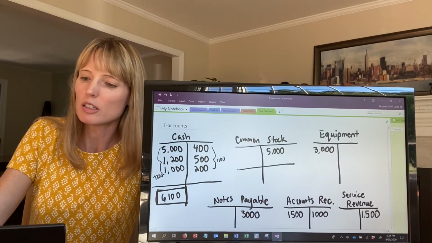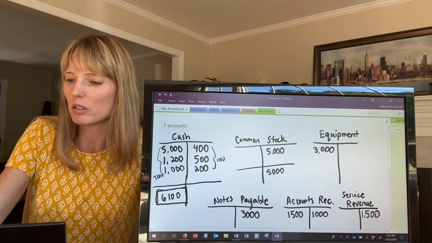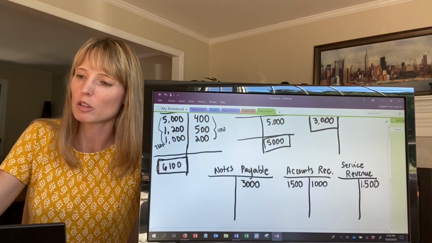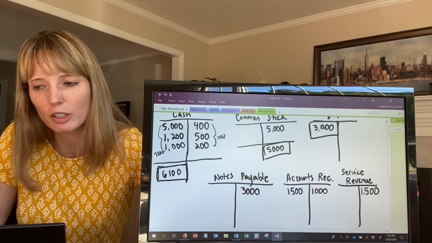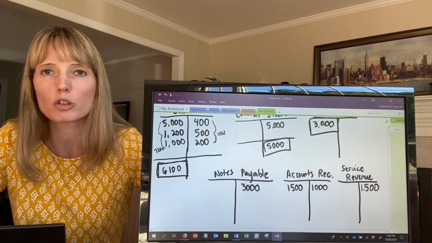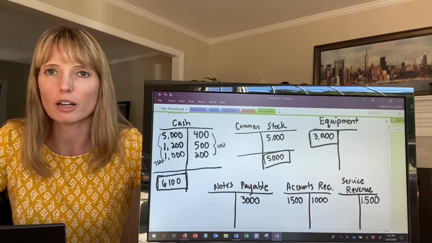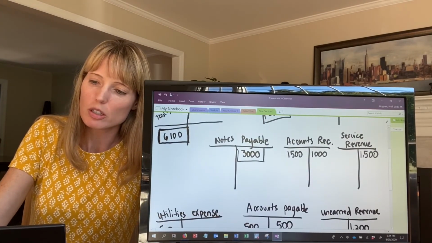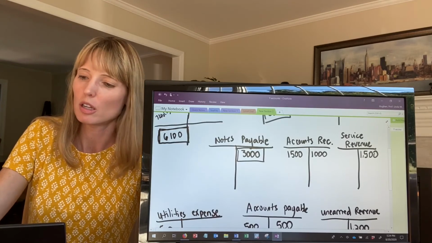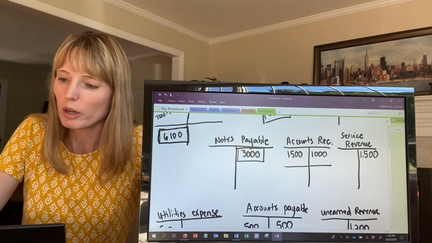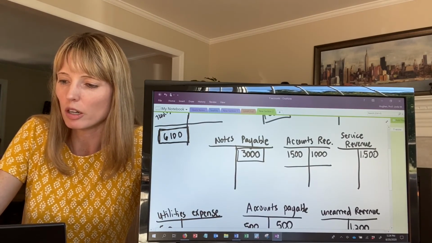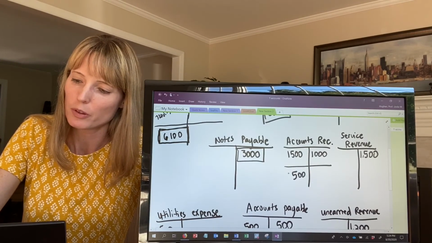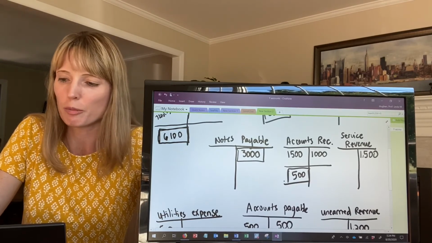Common stock, that's easy. Our ending balance is 5,000. Equipment, just that one 3,000 equipment. You might be thinking, well, what about the usage of the equipment or depreciation? We'll get to that. For now, we're just going to ignore depreciation. The notes payable, this loan is still outstanding with a balance of 3,000. Accounts receivable went up 1,500, and then we received 1,000 in cash. So the ending balance in accounts receivable, we still have the right to collect 500 from our customers.